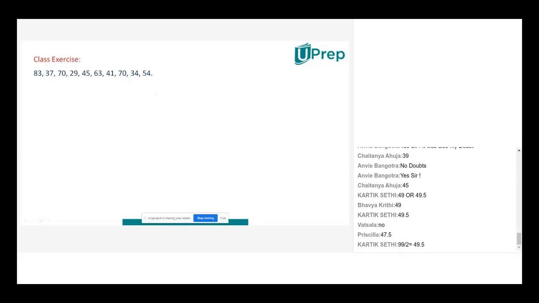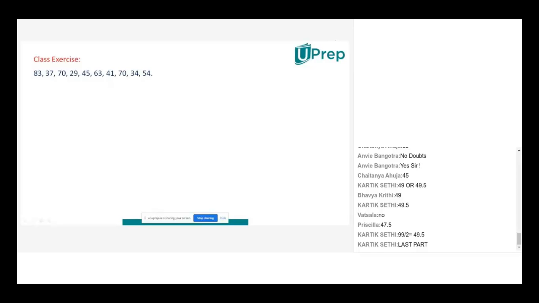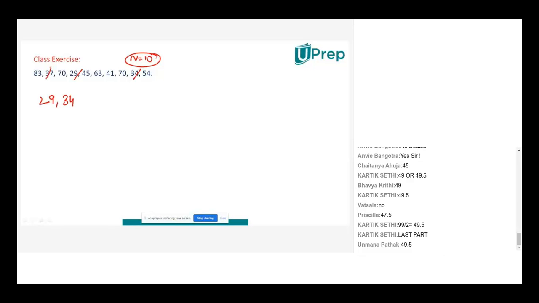No. 49.5, 49. Chalo guys, 49.5 is the right answer. Simple. There were 10 observations. Was the formula needed? Let's arrange it in an ascending order. 29 is the smallest number. 34 was second. Then came 37. Then came 41. Then came 45. Then came 54. Then came 63, then came the two 70s, and then came 83. 1, 2, 3, 4, 6, 7, 8, 9. Yes. Actually, it was a typing mistake. I was going to write 49.5. No problem, no problem.